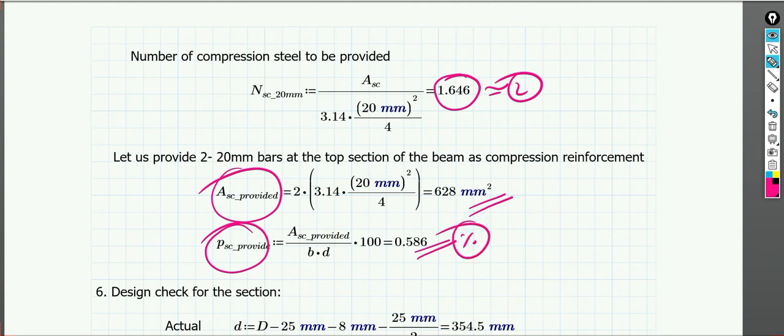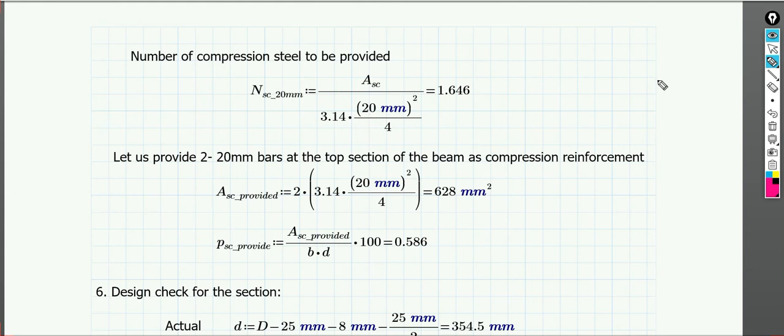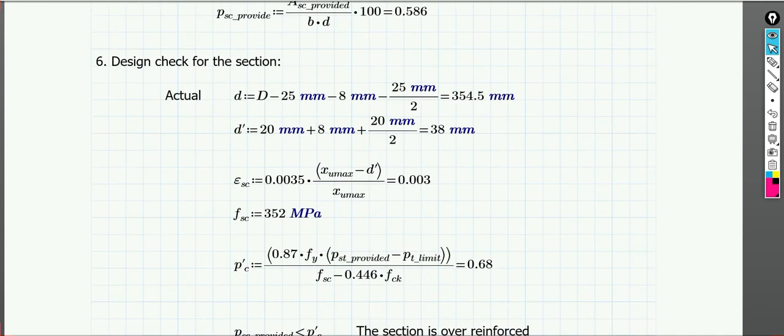Now we have to check whether the reinforcement that we have provided at the top and bottom comes out to be an under reinforced section or an over reinforced section. For that, let's check that. So here, check for design of the section whether you are doing an under reinforced or over reinforced.